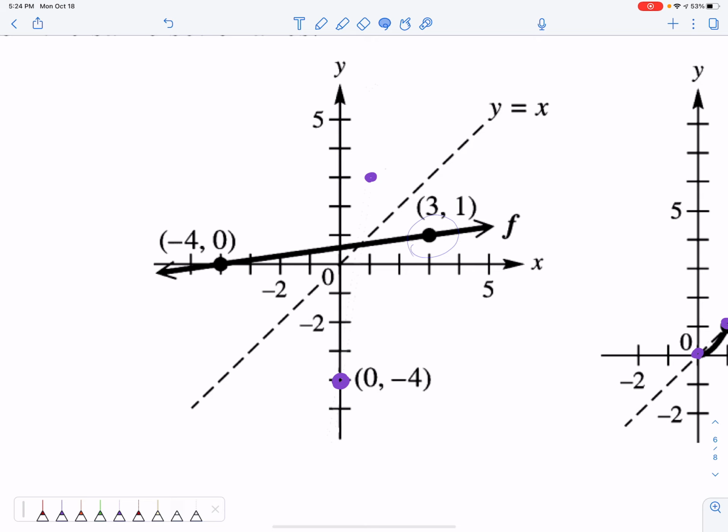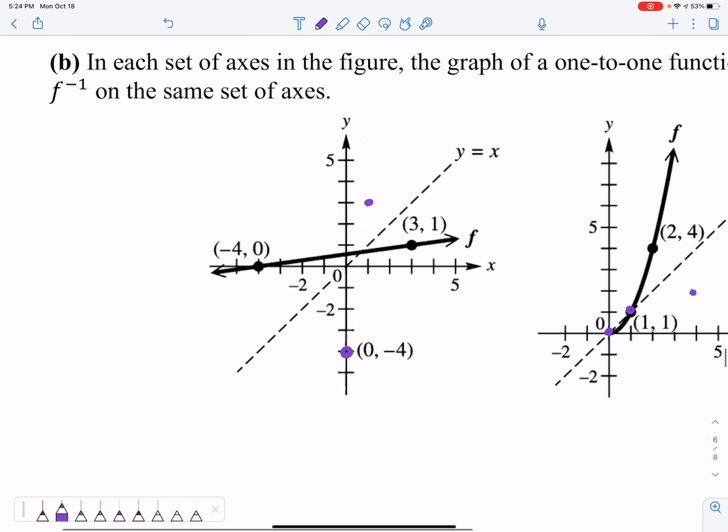The coordinate 3, 1 is going to be graphed at 1, 3. And so then all I have to do is connect the dots. And when I do that, I think you're going to notice here that these are symmetric about the y equals x line. My y equals x line is a mirror between the two graphs, between the two lines.